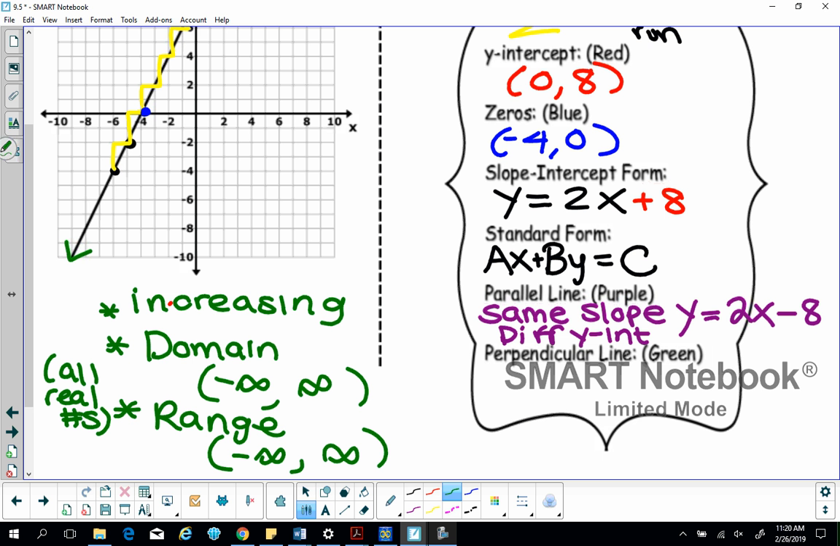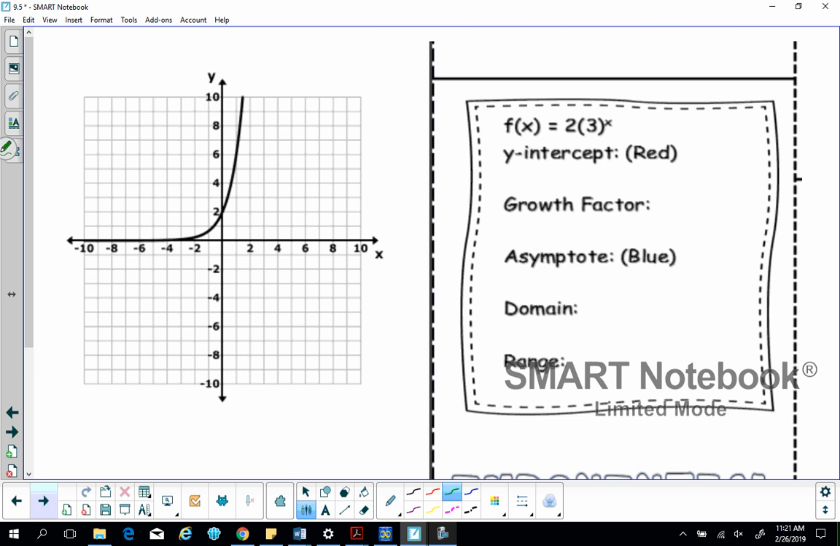Next one is exponential. They even give you the equation. Kiki, what's the y-intercept? 0, 2. Beautiful. I also can tell because it's my a right there. Fernando, did you find the growth factor here? You can look at the equation. What's the growth factor?